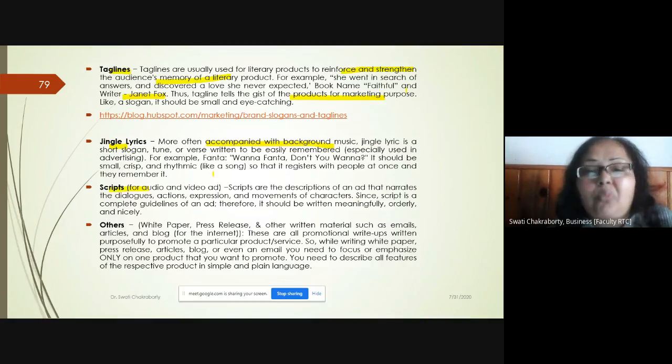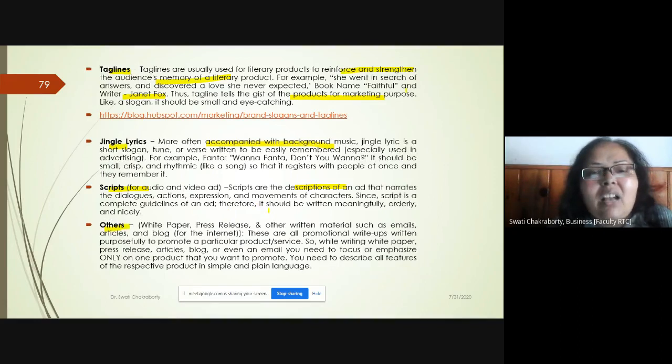Scripts can be for both audio and video ads. And the scripts are a description of an ad that talks about the dialogues, actions, expressions, and movements of characters. It's a complete guideline of an ad. Based on that, the ad is done. So it has to be written in a meaningful manner. It should be ordered and should be nice.